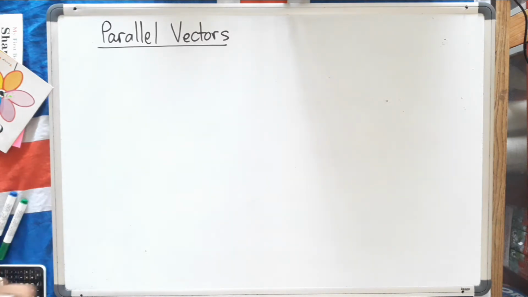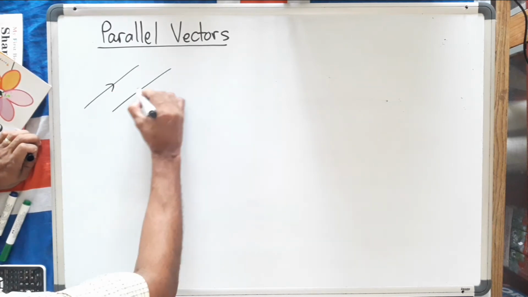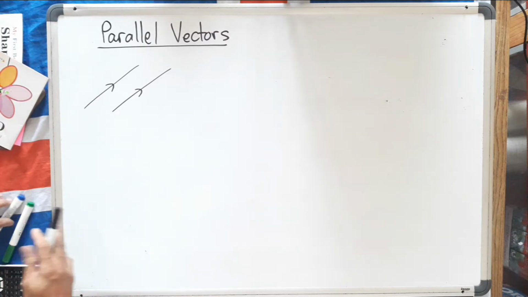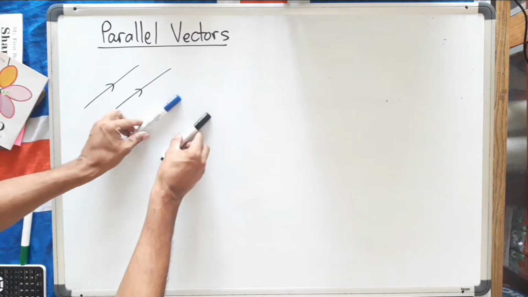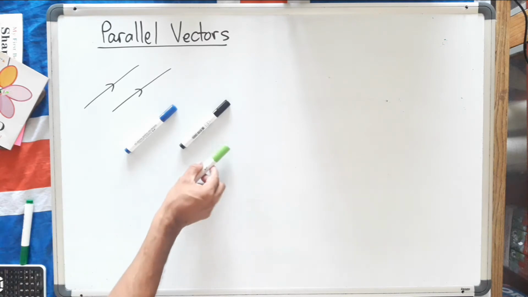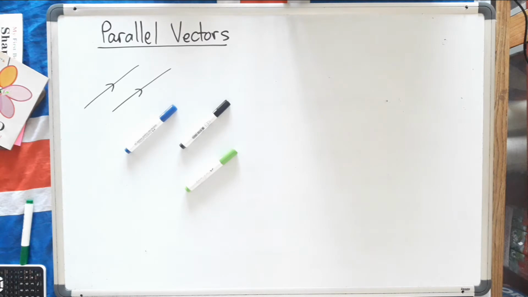I guess you all know what parallel means already. If you have two lines, I think you all know what parallel means. That the lines will go on forever and they don't really touch. Like for example, these two markers are parallel. Also, these three markers are parallel because they're going the same basic direction.